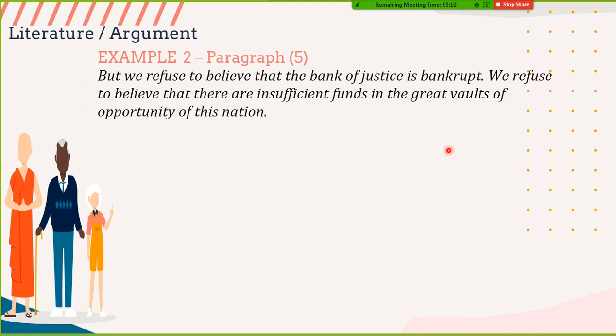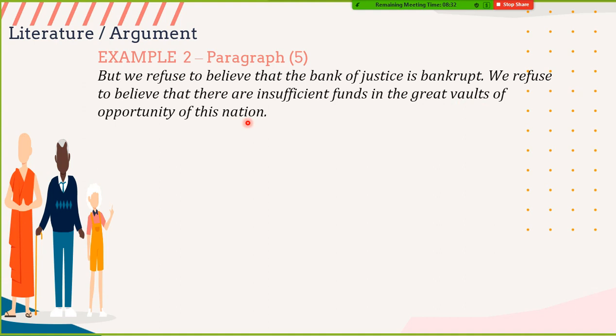But the Bank of Justice is bankrupt means that it lost all the justice that it has. This is what he meant by this phrase. We refuse to believe that there are insufficient funds. The word fund means money, and insufficient, not enough. There is not enough money in the great vault. Vault means cell. Do you know the cell? It's like a room where you can save the things in it. Not enough money or funds in the great cells of opportunities of this nation.